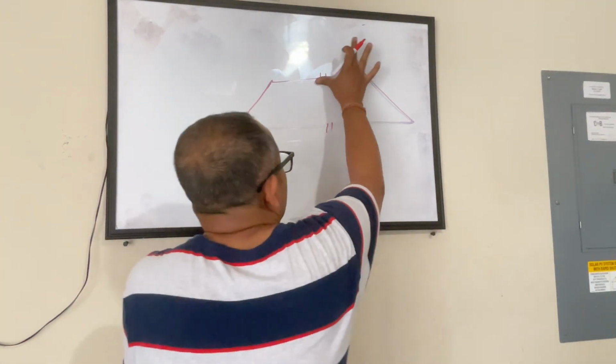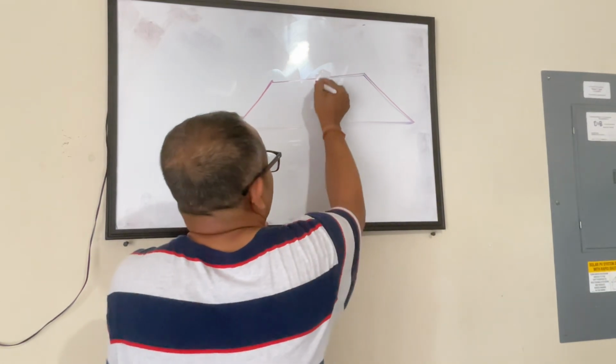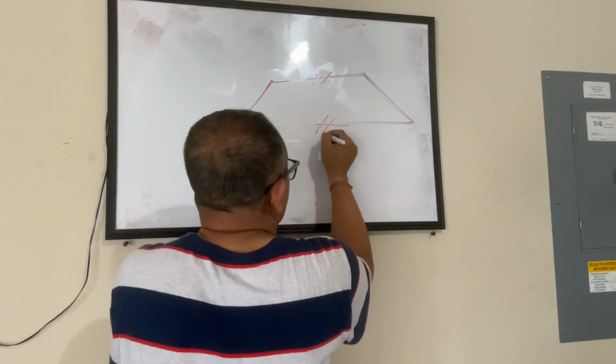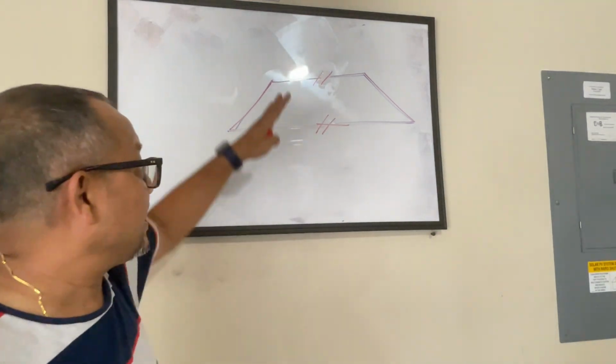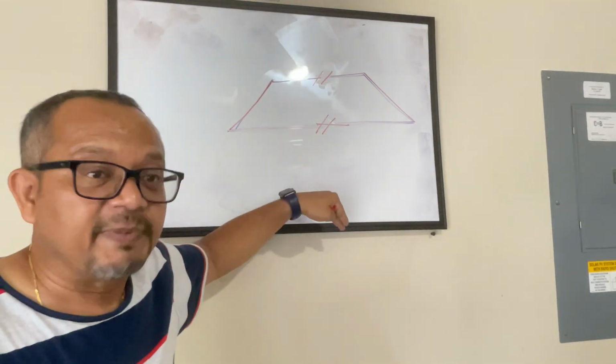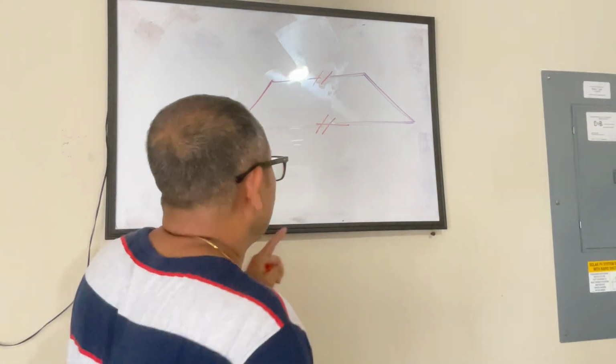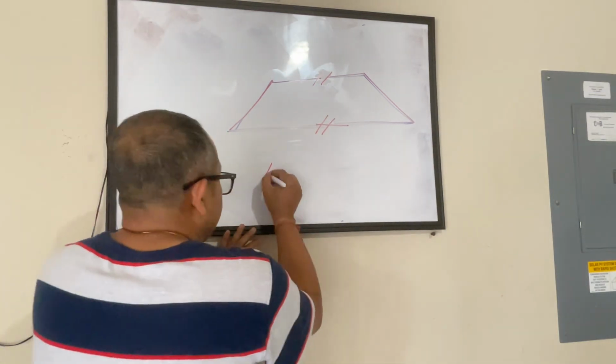So if I am saying parallel, probably I will mark it like this, so that it doesn't create confusion. Okay? I am saying only one pair of lines is parallel to each other. I did not say that they are equal. So don't even worry about that. Now, area of a trapezoid.